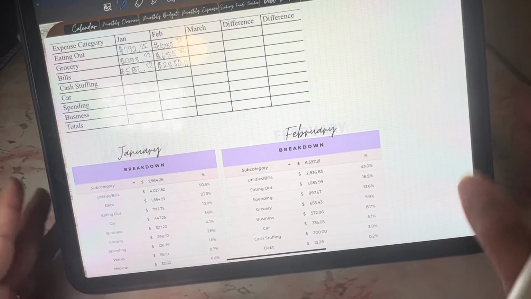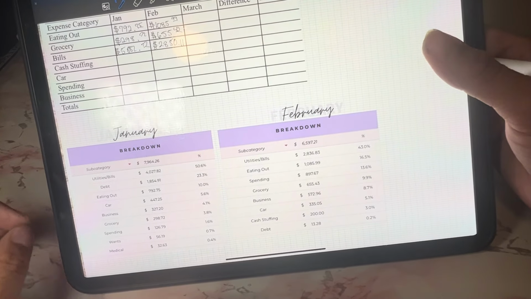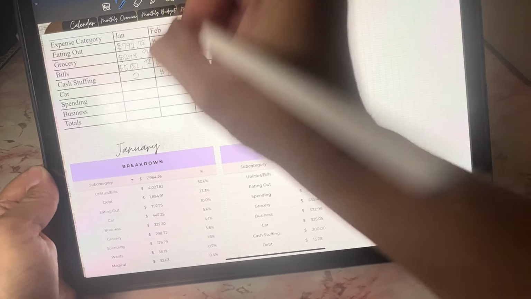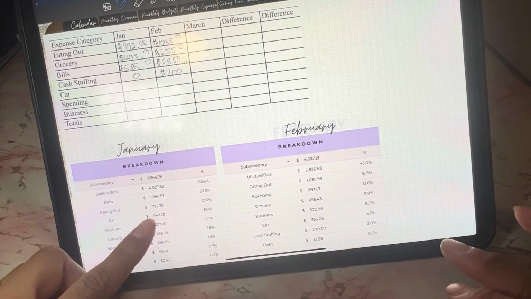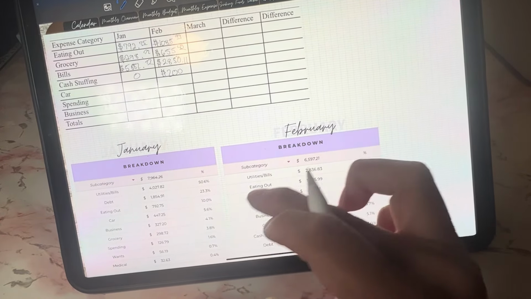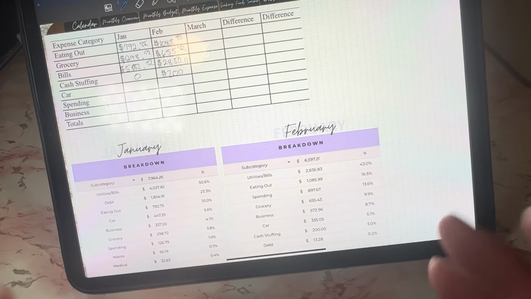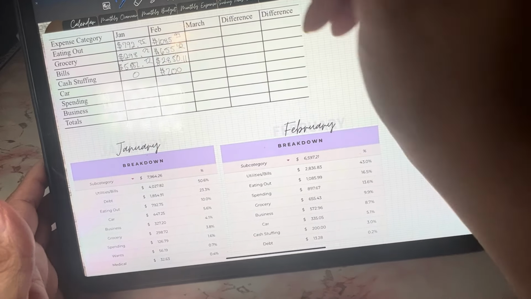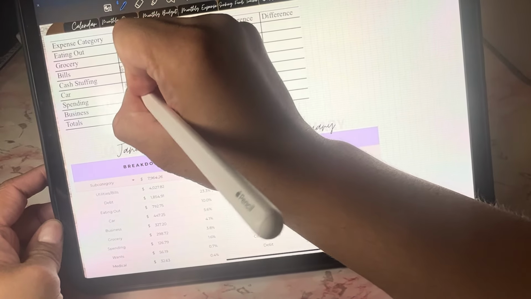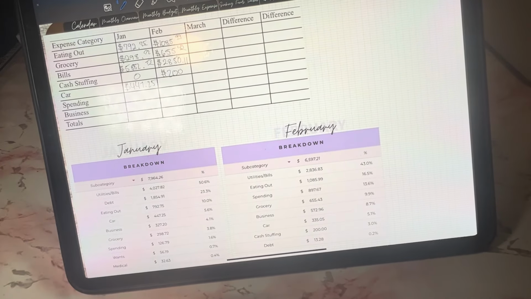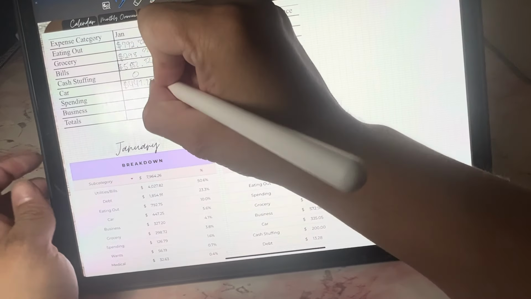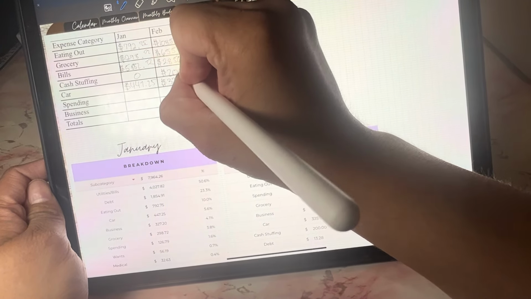Okay, then the next category, cash stuffing, which I didn't really do much in January, but I did 200 in February. So this will be zero and this will be 200. Car. In car, this only tracks what we spend in gas, mainly for the year end, because we do Uber and DoorDash. We do want to keep track of all the gas because that is an expense that comes out. It's not an income, so you've got to let them know that that's part of your expense. 447.25 was January, and February car was 335.05.